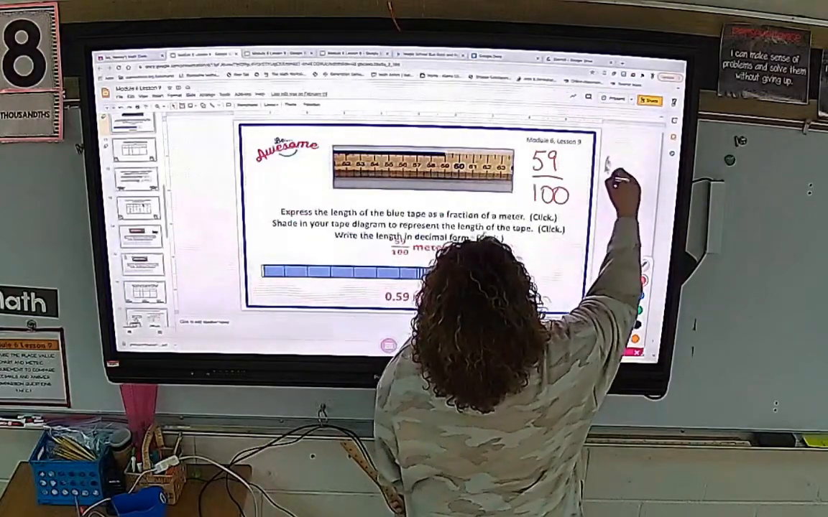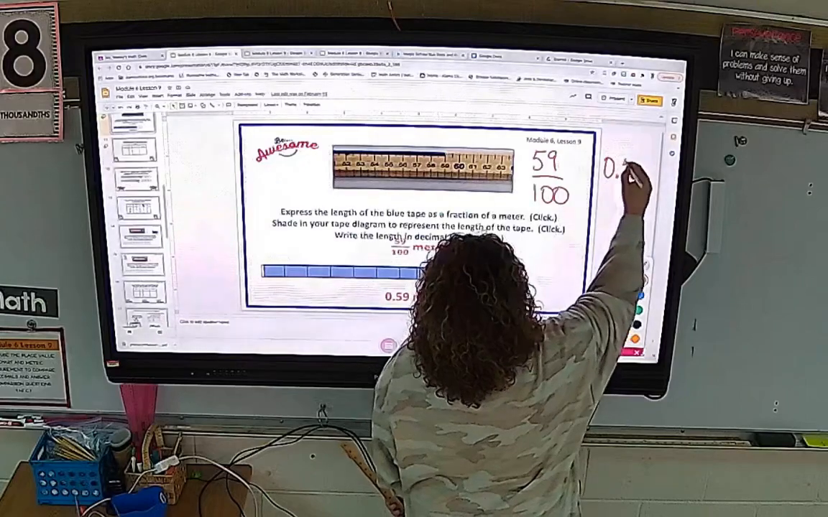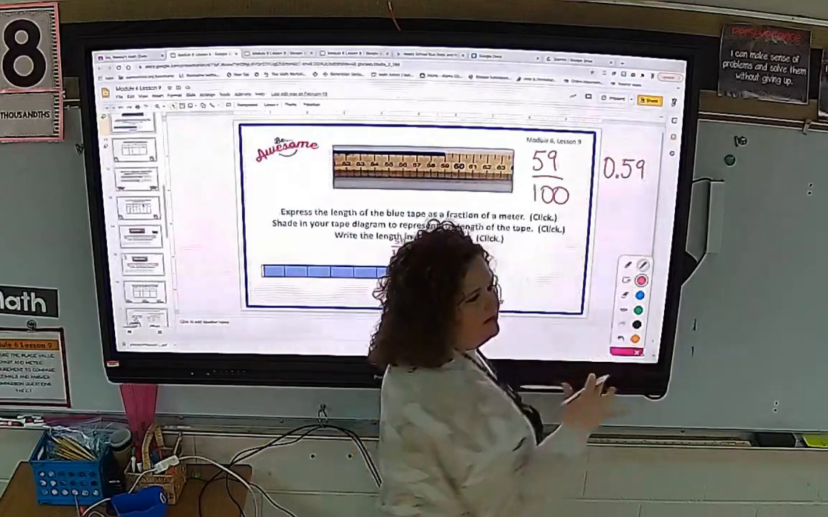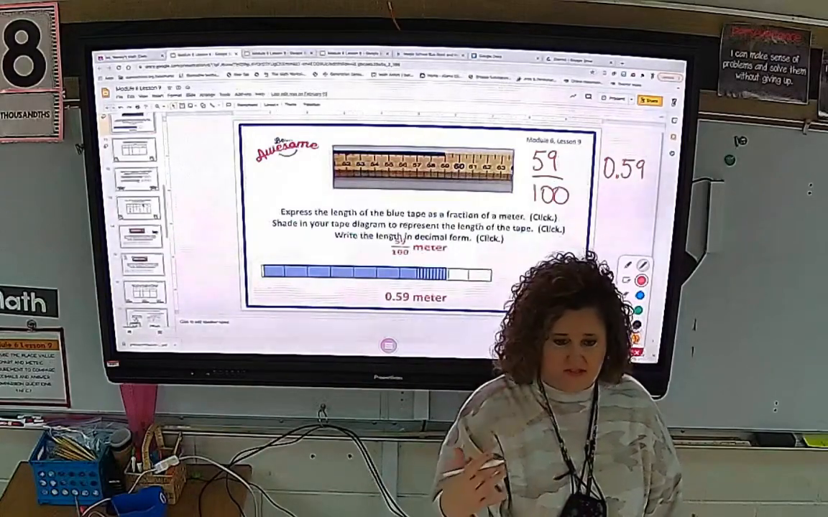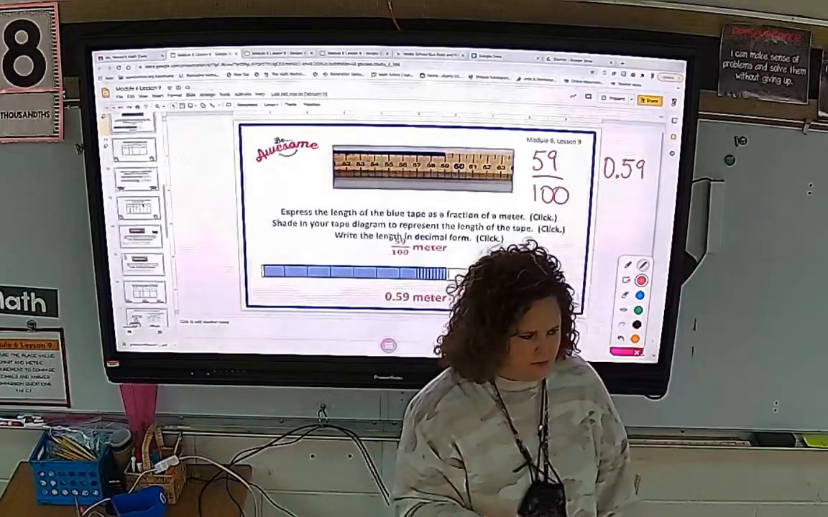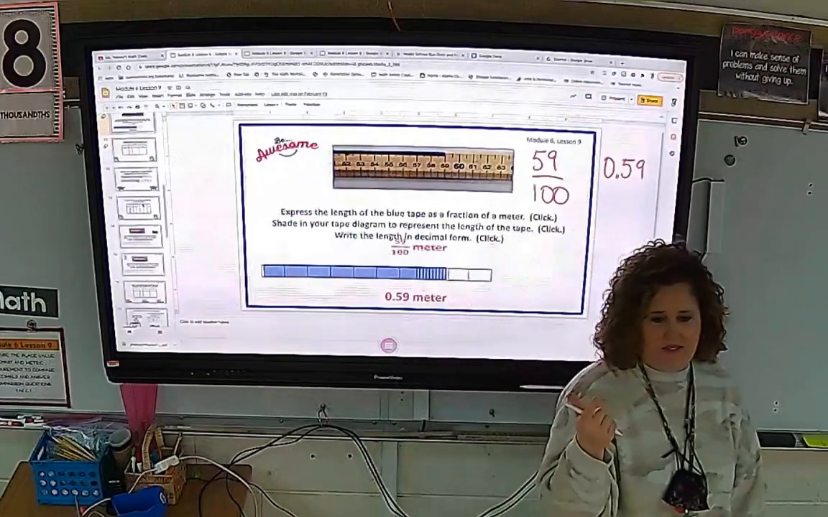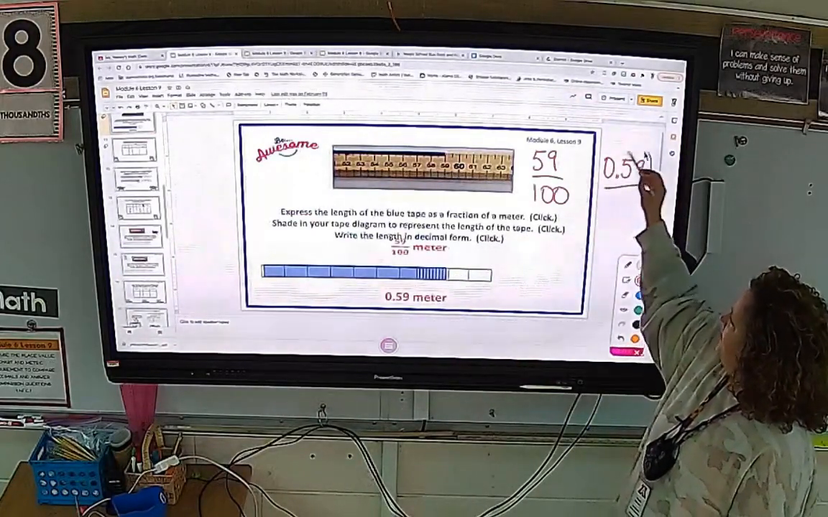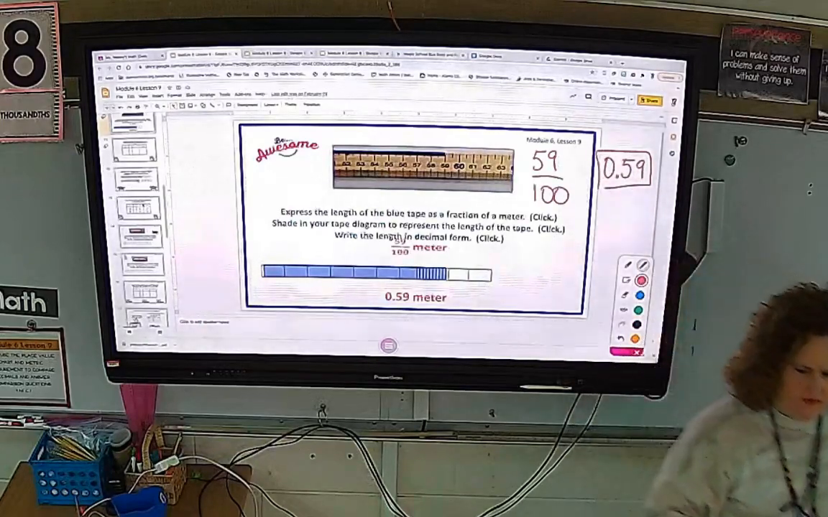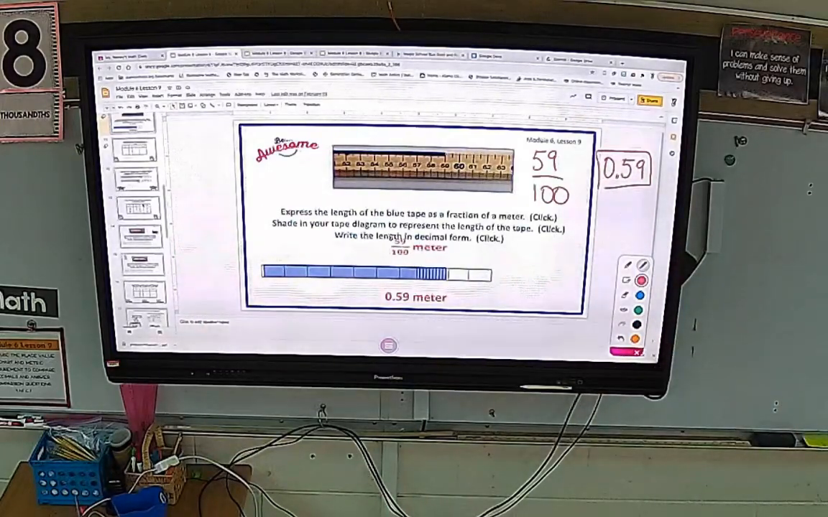0.59. Another way to say that is 0.59. Some people will say it like that. Another way to say it is 59 hundredths. And I want you to hear all those ways because you might read it that way, you might see it that way. Okay, I want you to put that decimal on your board. Can you fit that beside that second tape diagram? You might have to put it underneath it. There's lots of room underneath it.